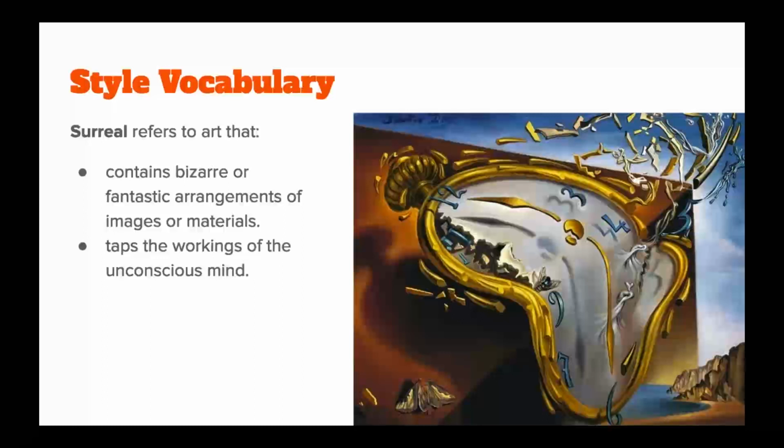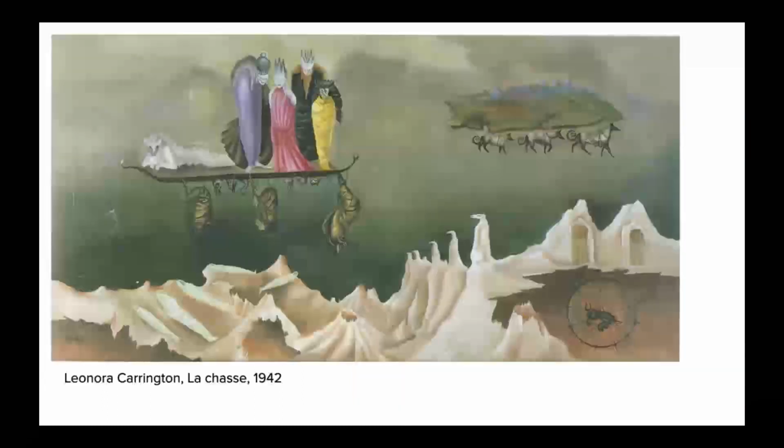Mainly, their idea to take what would be recognizable forms of the world around us and twisting it, contorting it and making it bizarre. Right? So surreal refers to art that is bizarre, it has fantastical arrangements of the images and materials, and it sort of taps into the unconscious mind. They were very interested in sort of creating things that are recognizable, but it also feels like a strange dream.